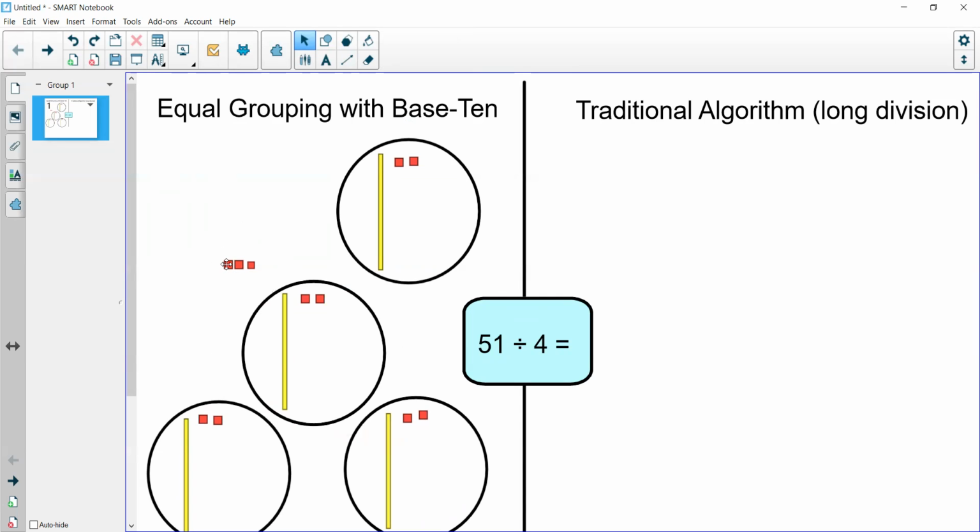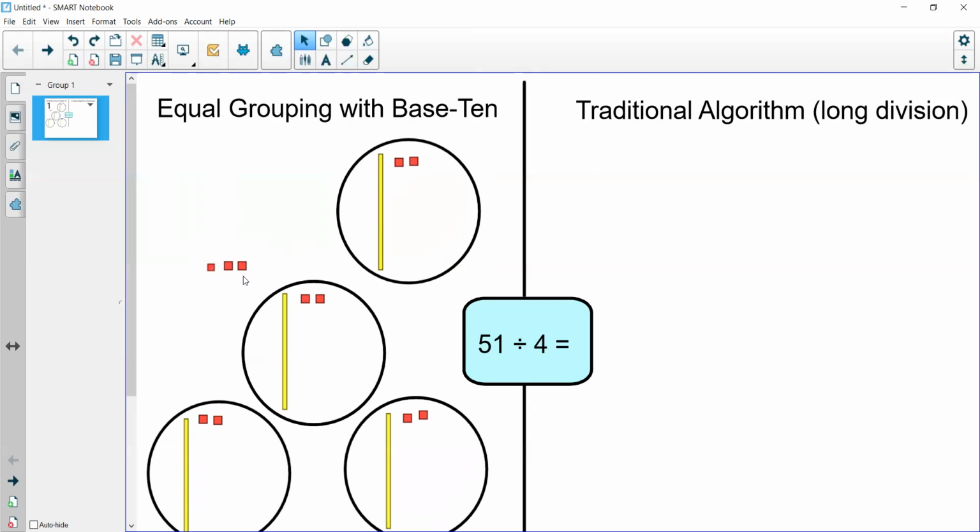If I take these 3 ones and try to put them into the equal groups, I'm going to have one group that only has 2 ones, which makes the groups unequal. So those 3 ones, I actually can't use them. I'm going to take them back out because they should never have been in my equal groups in the first place. These 3 ones are leftovers. They are my remainders.